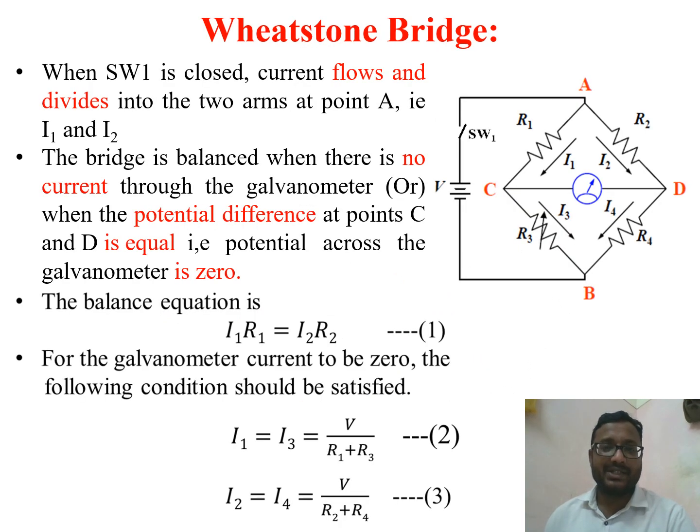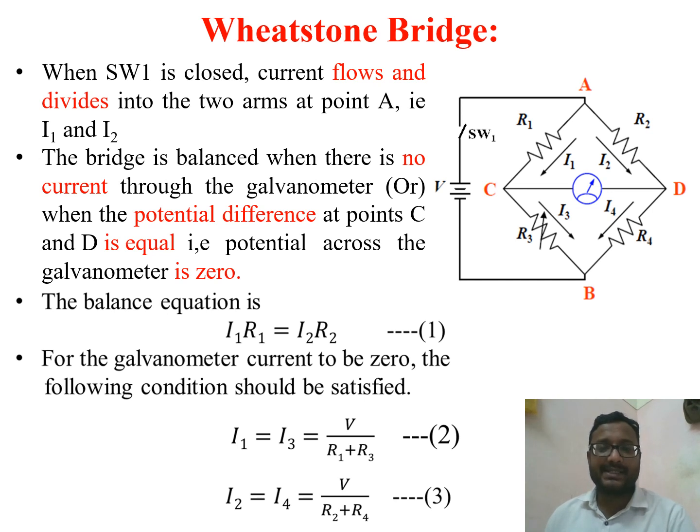When the switch is in the closed position, current flows. The current enters in this direction into two arms. Initially the current I flows here, and at terminal point A it is divided into I1 and I2.